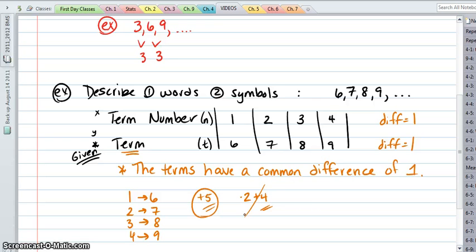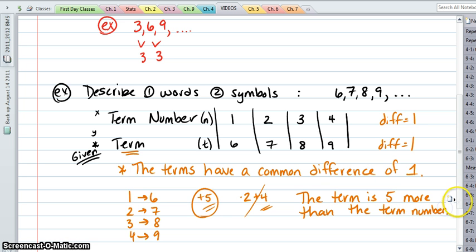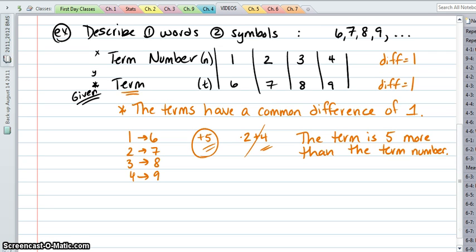So in words, I can also say that the term is 5 more than the term number. So I've described what's going on here in this arithmetic sequence. Now, how can we use our symbols of n and t? If n is the term number and t is the term, well, I can use this statement here. The term is 5 more than the term number.